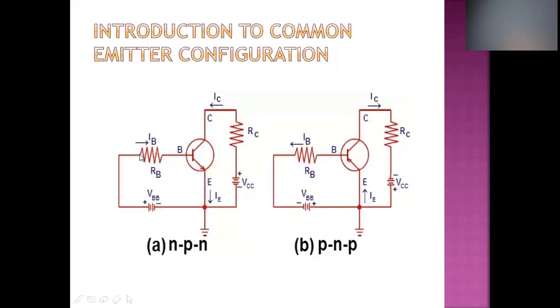Now here is the direction of IB, and as we can see the direction of the arrow is from B to E, that means from base to emitter terminal, so it is the NPN transistor. And here the direction of the arrow is from emitter to base, that is the direction of current is from the emitter to base, and that is why it is the PNP transistor.